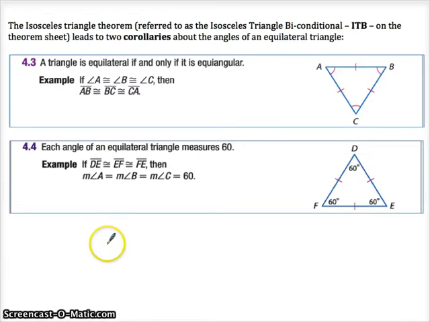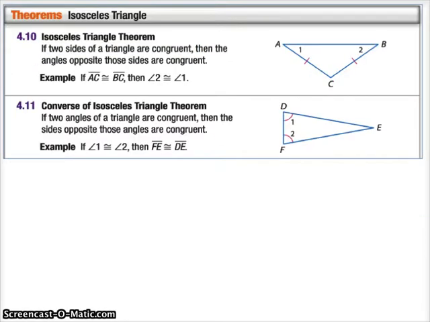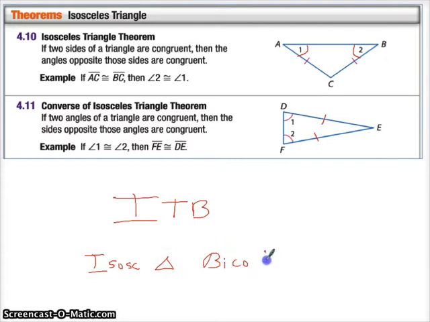Okay, the Isosceles Triangle Theorem, which we call the isosceles triangle biconditional in our theorem sheet, because there's two parts to it. There's the part that if you know the sides are congruent, then the angles are congruent. So that's the big conclusion on that part. If the angles are congruent, then the sides are congruent. We're just going to call this whole big thing the ITB, which is the isosceles triangle biconditional. We're not going to make you remember which of these two, 4.10 and 4.11, is which. We're going to call them all one thing, the ITB.